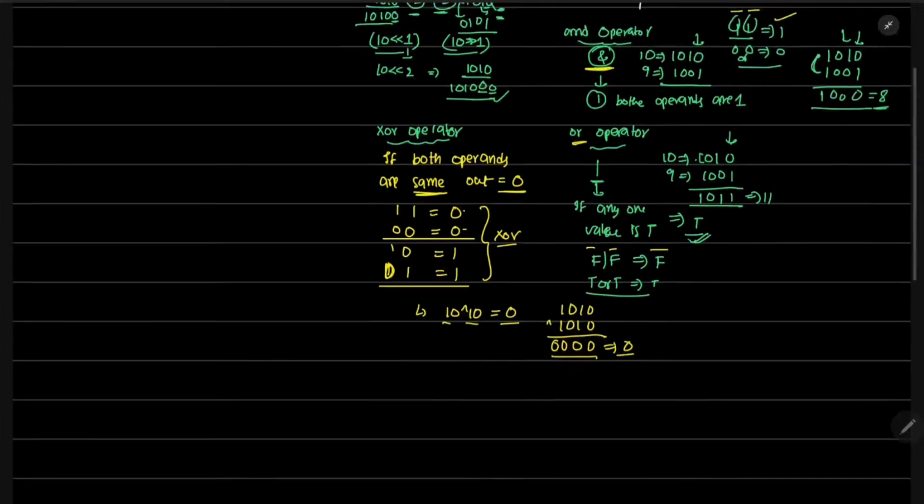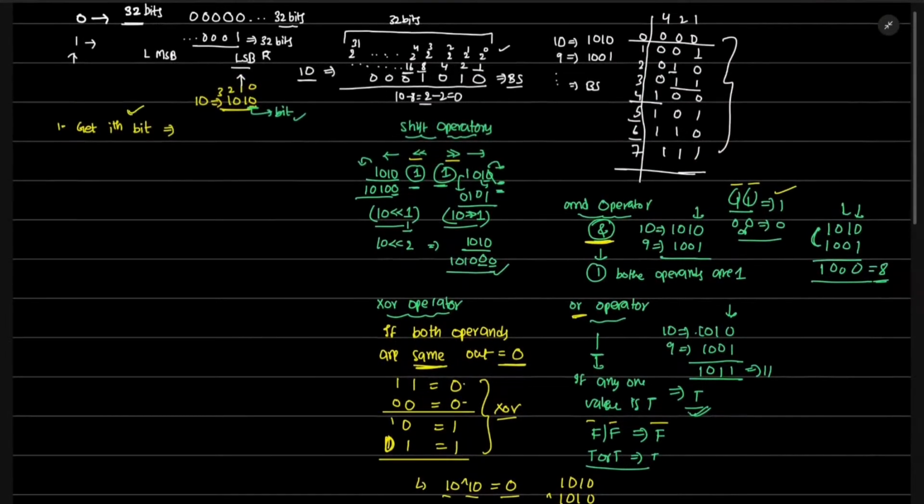Now coming back to getting the ith bit of this number. Let's see, how do you get the ith bit? Using the shift operator, we can do this. Not only the shift operator, we have to use the AND operator also.